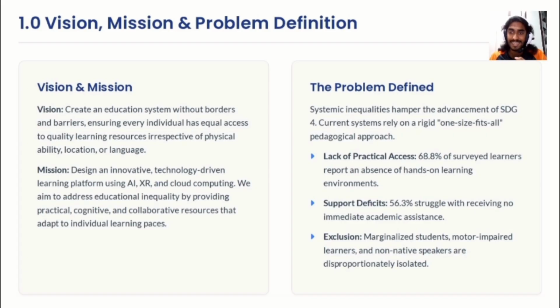The lack of practical access here: 68.8% of surveyed learners report an absence of hands-on learning environments. The support deficit: 56.3% struggle with receiving no immediate academic assistance. And the exclusion: marginalized students, motor-impaired learners, and non-native speakers are disproportionately isolated.